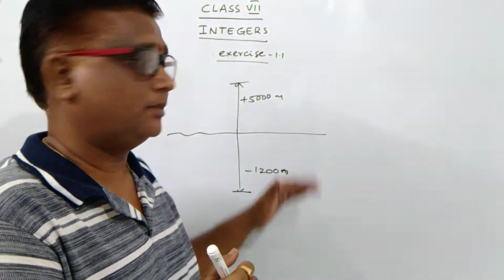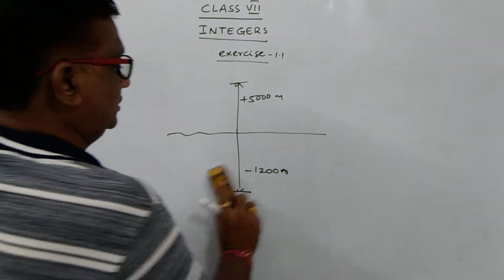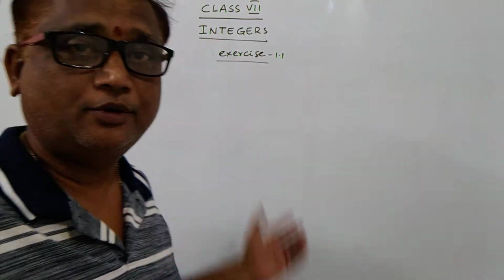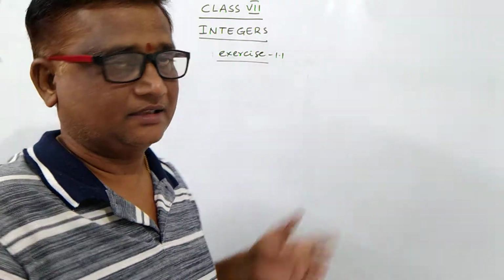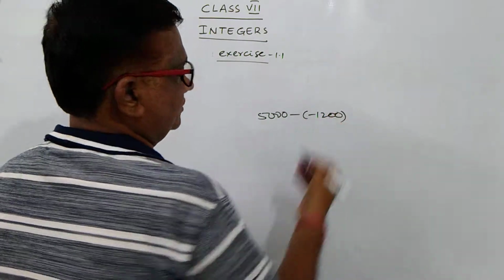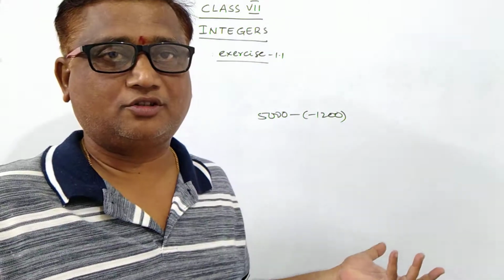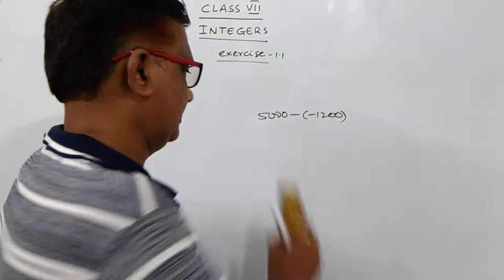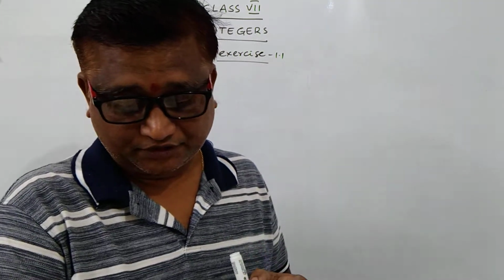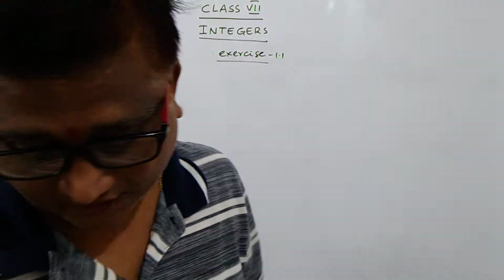So 5000 plus 1200, it is what we are doing like this. Otherwise, previously what we are going to explain, below means negative, subtract like this. So 5000 minus of minus 1200. Better you can do like this. So minus of minus 1200, so 5000 plus 1200, it is 6200 meters.